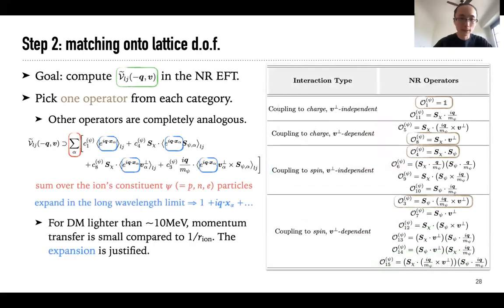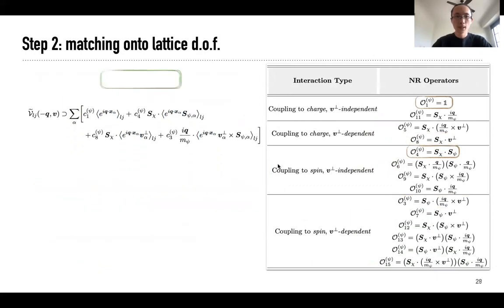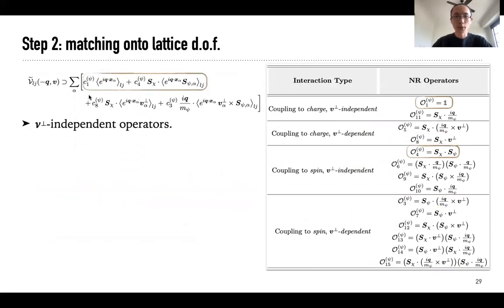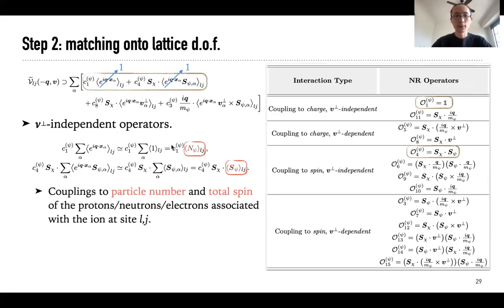All right, so let's move on. As I said, we want to make an expansion in the long wavelength limit. For 2 of the operators that do not involve the relative velocity, the calculation is very straightforward because we can just keep the leading order piece and set these phase factors to 1. And what we get will be the sum over identity operators and sum over spin operators. And so these will just give us the total particle number and the total spin respectively.